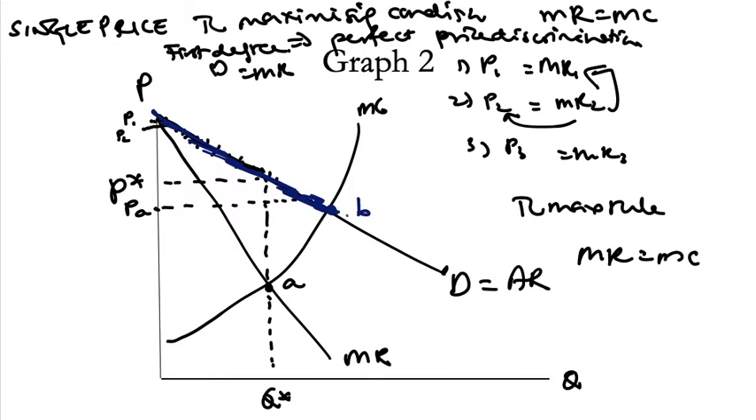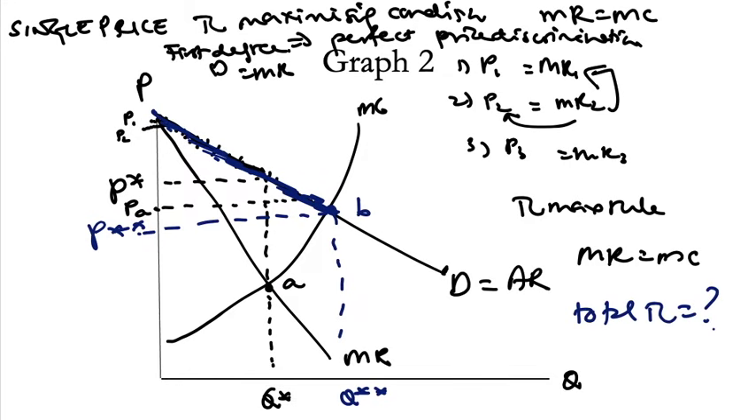Let's call it point B. So the last price is here, P double star. The last quantity is here, to the last person, Q double star. Can you see? All right. Now, this is why it is called perfect price discrimination, because every single person you manage to charge a different price according to their reservation price. Now, what's the total profit in this case? Can you figure it out?